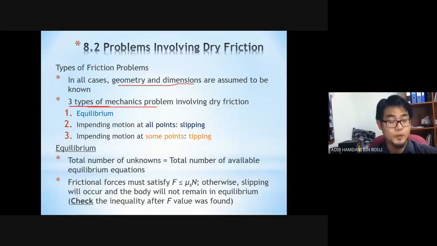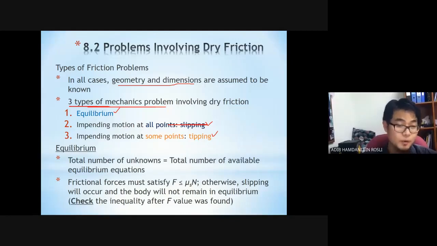Next, the three types of mechanics problems involving dry friction. Number one is equilibrium. Number two is impending motion which is slipping, which occurs at all points on the bottom surface. Number three is impending motion which is tipping, at some points only, or even at a point, not all points.